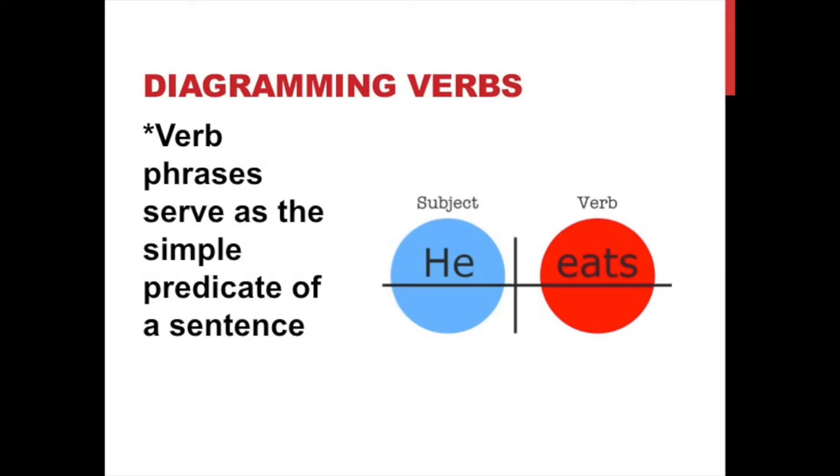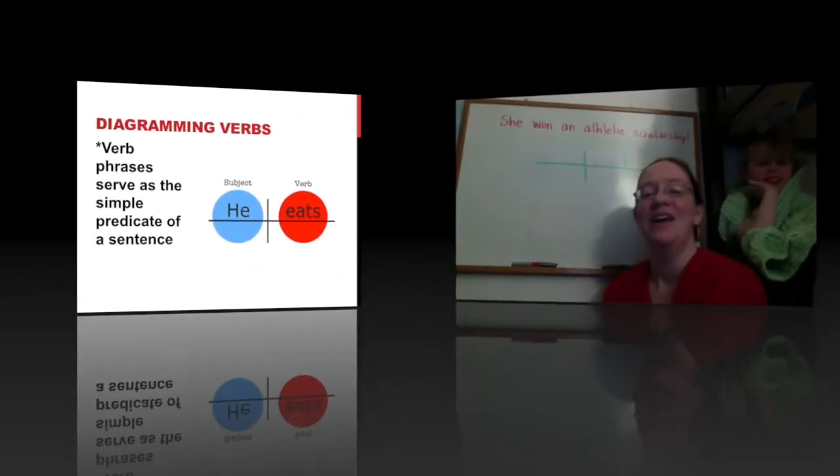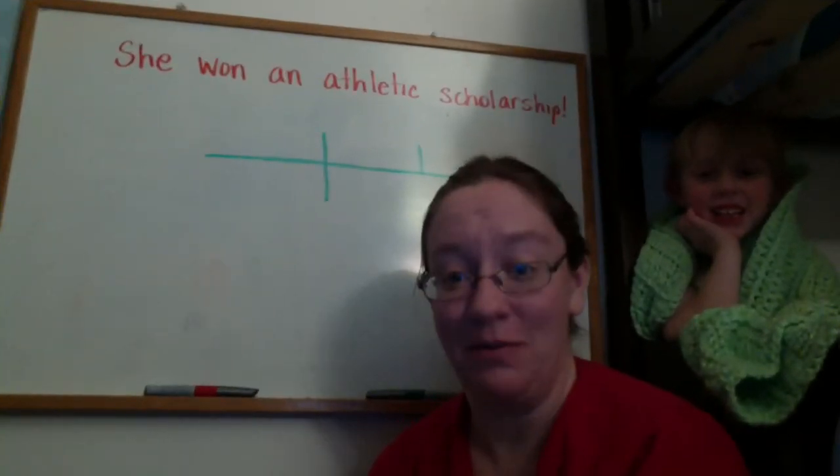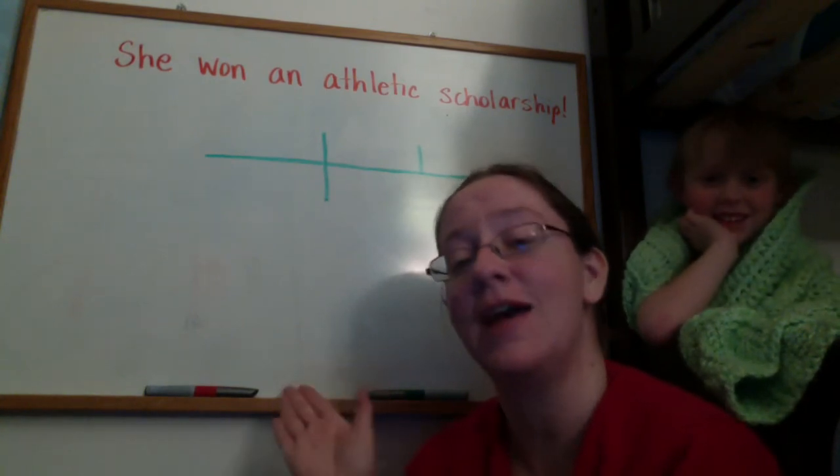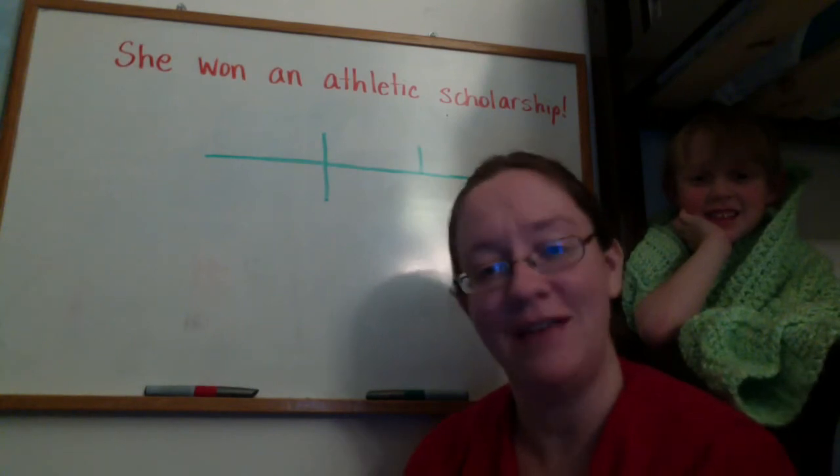This is mostly review because we did work on diagramming verbs when we were working with subjects and predicates earlier in the year. Remember that verb phrases serve as the simple predicate of a sentence. Let's watch how to diagram a few sentences that use just plain verbs and also verb phrases. When you're going to diagram a verb or a verb phrase, you start with just your basic diagram that we have used in the past.